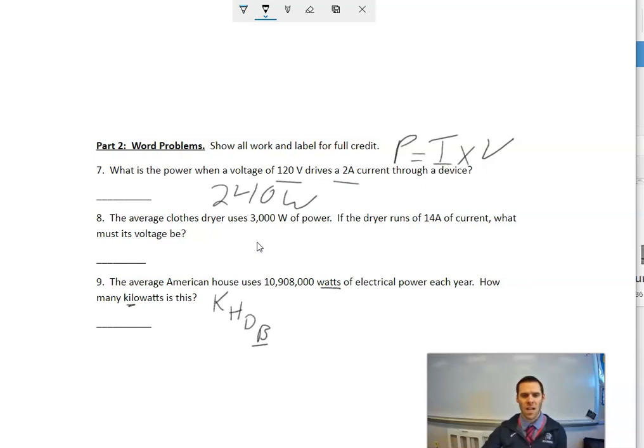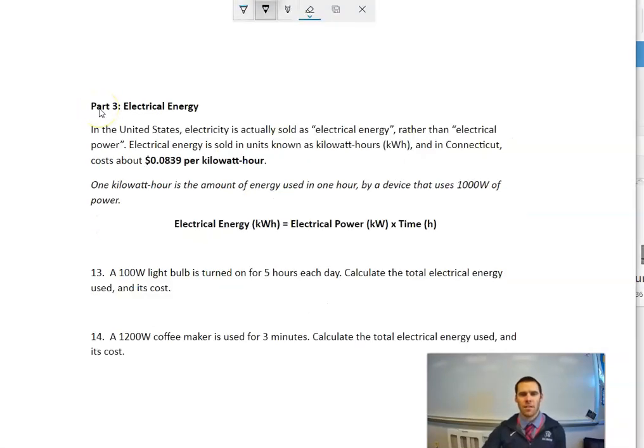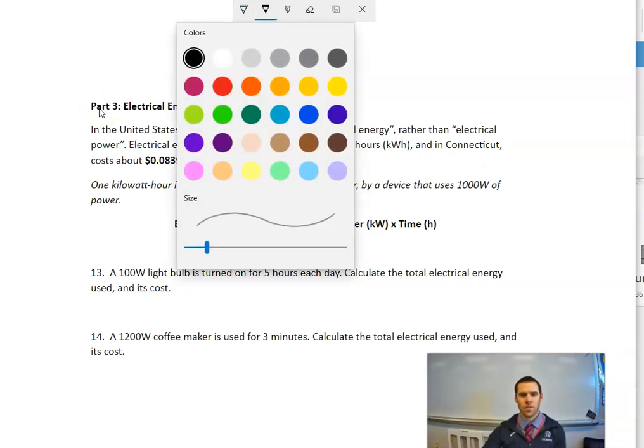I want to convert from watts, my base unit, to kilowatts. So I'm going from my base unit 1, 2, 3 times over to the left to get to kilo, or it's the equivalent of dividing by 1,000. That's why I'm moving the decimal point to the left, that's the direction it's heading on my metric ladder. 10,908,000 watts is the equivalent of 10,908 kW, kilowatts.